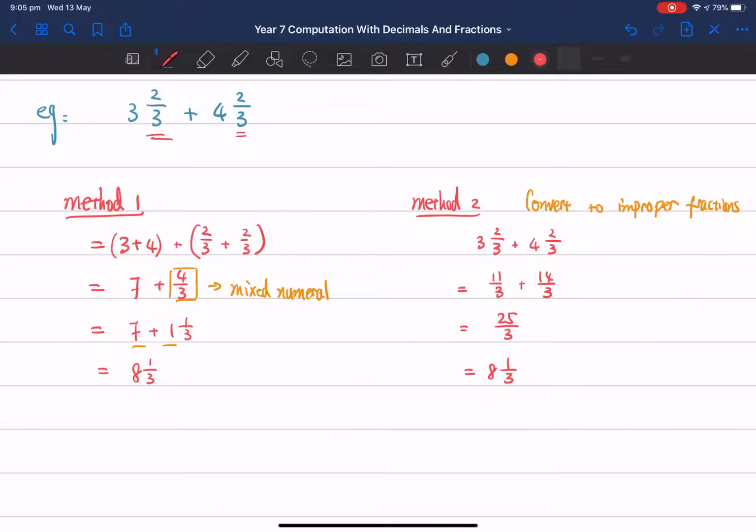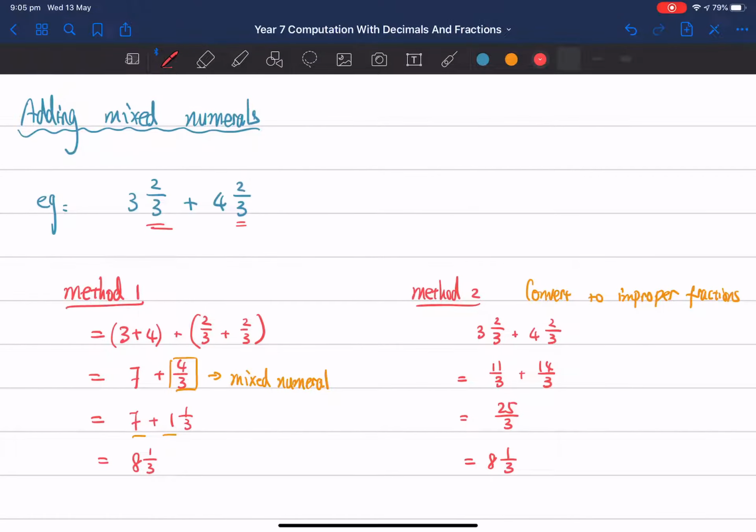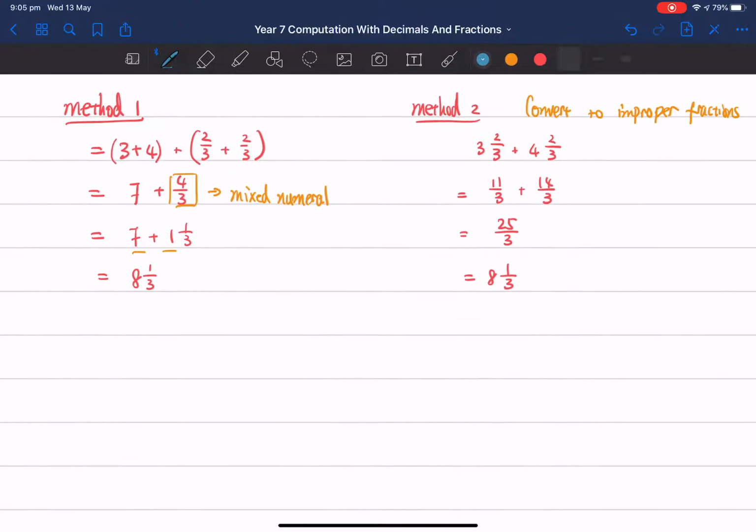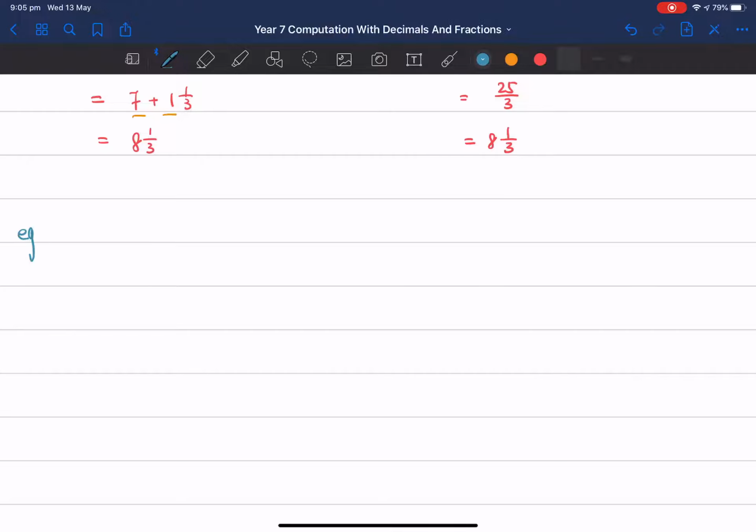Okay, so this time we plussed mixed numerals with the same denominator. I'd like to do a question where the denominators are different. So it will be 2 and 3 over 5 plus 3 and 1 over 4. Something like this. With this question, again, the same method applies. It's really up to you. You can use method 1, which means you just plus 2 and 3 together, and then you plus 3 over 5 and 1 over 4 together.